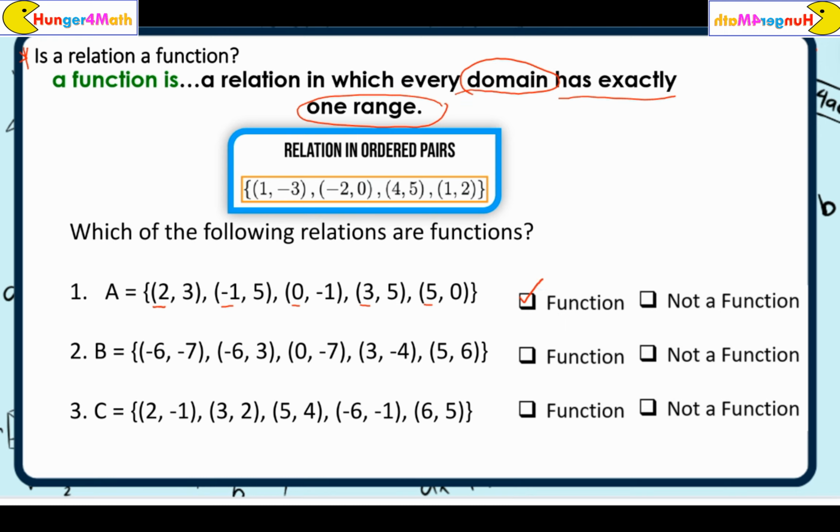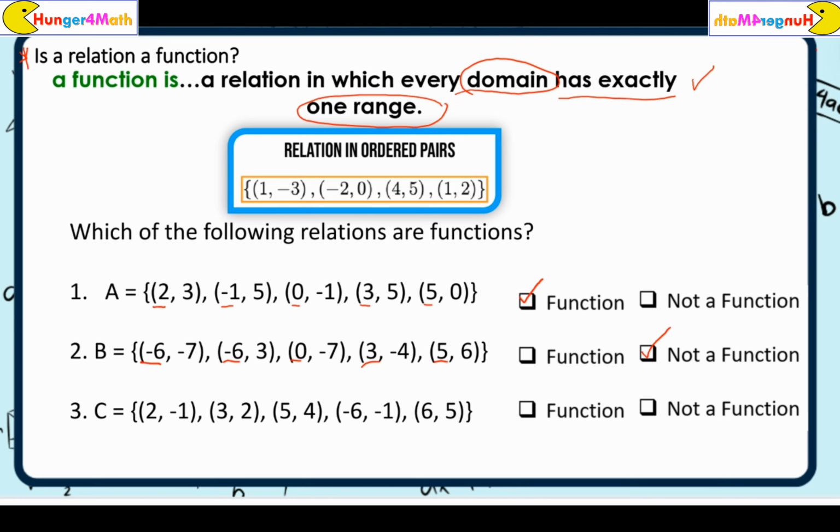Letter B, let's look at the values of x. We have -6, -6, 0, 3, and 5. As you can see right here, the -6 is repeated twice, which means it has a pair of two ranges, and it is not a function, okay? Because it has now two values of range. So it didn't follow the statement right over here.